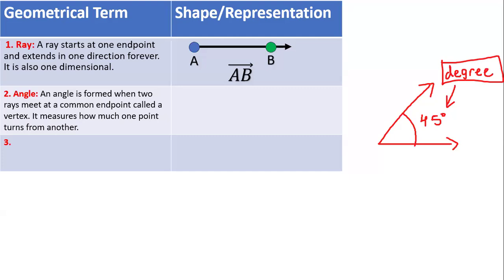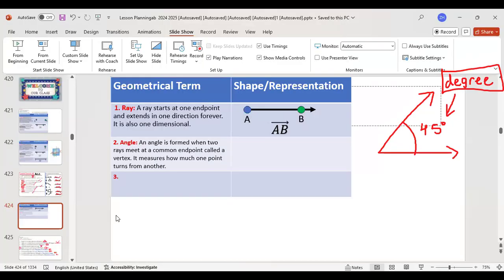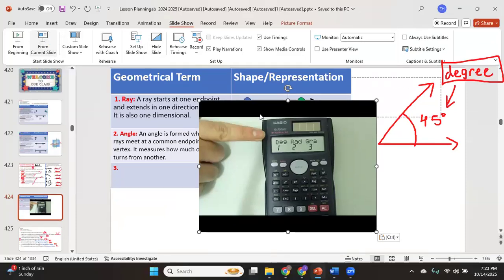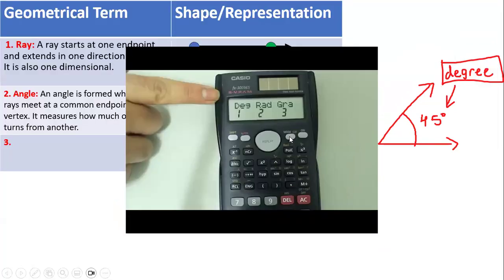Besides degrees, what is another unit we can measure angles in? I was saying that the hint is in the calculator. If you have a calculator and you press mode, what do you see? You see these three things. The first one is degrees, right?